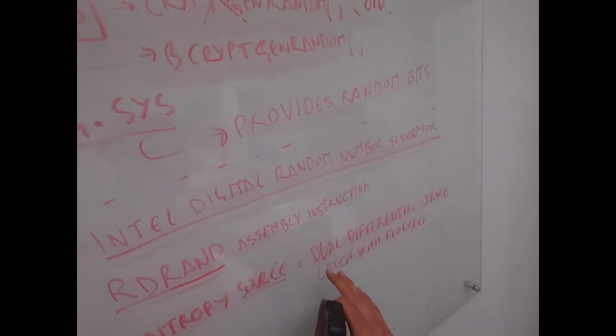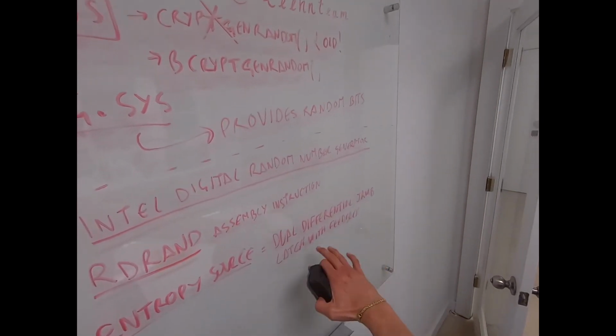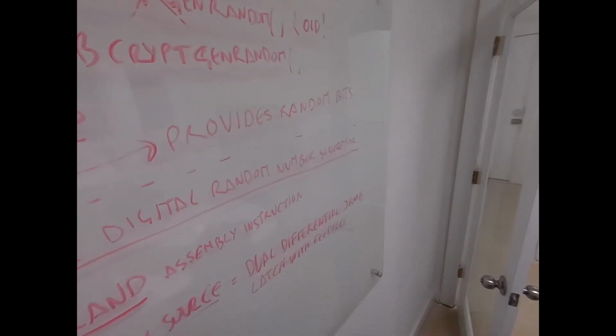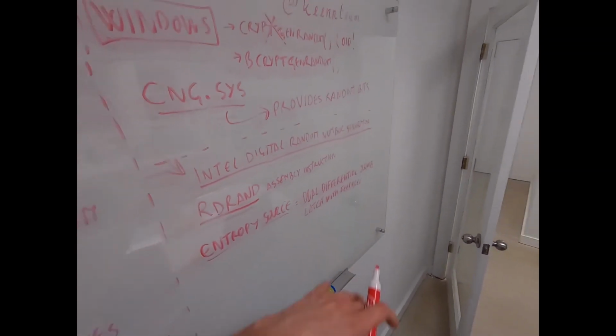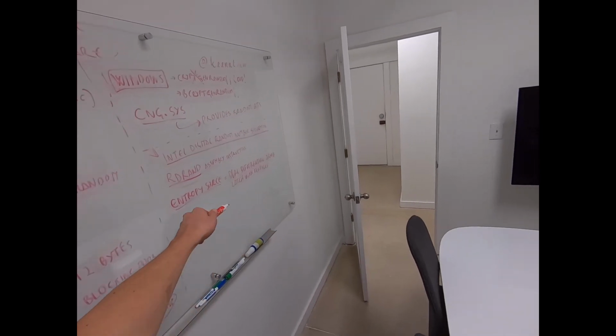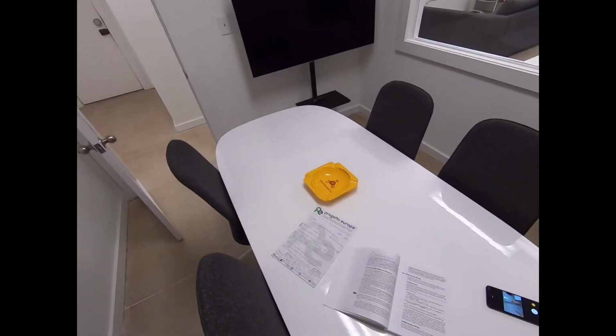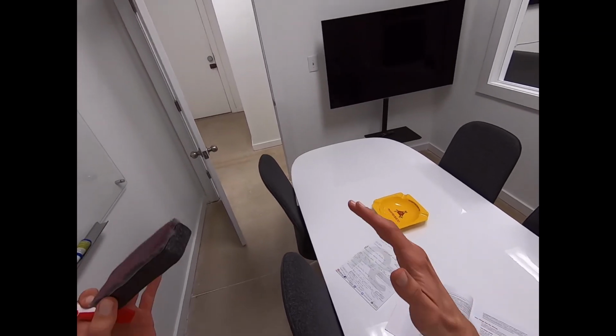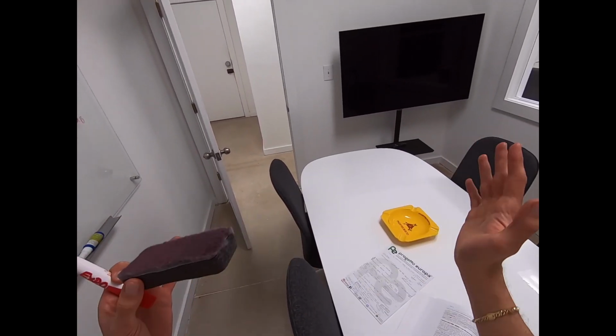Okay, dual differential jump latch with feedbacks. The hardware engineers know what I'm talking about. I'm not a hardware engineer, but if I can simplify this using simple words, it's basically a small circuit that jumps between 0 and 1 depending on thermal fluctuation.